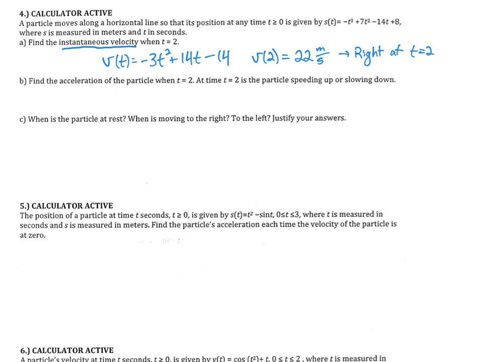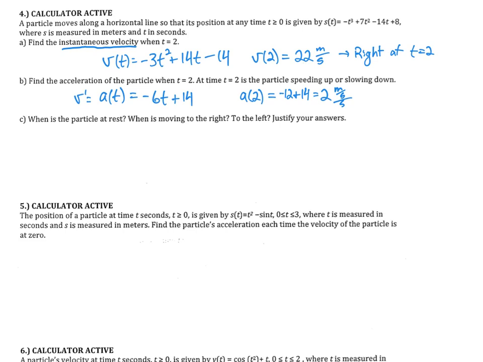Okay, so for the next one, we're going to find the acceleration of the particle. So I'm going to want to go one level lower and find the acceleration function by taking the derivative of velocity. So we're going to end up with negative 6t plus 14. And then if I find the acceleration at time 2, we end up with negative 12 plus 14, which is 2 meters per second squared. Okay, so the acceleration is 2 meters per second squared.